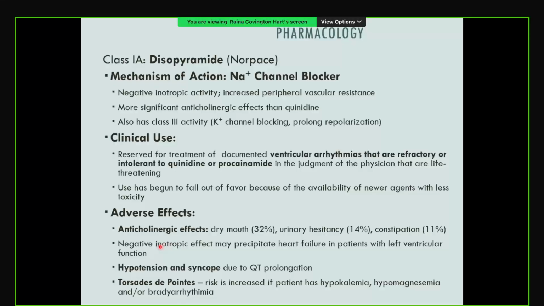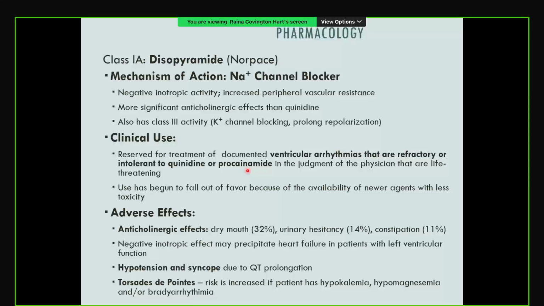All right, so your disopyramide or your Norpace, again, sodium channel blocker, same type of mechanism of action. Your clinical use here, you see your ventricular arrhythmias that are not going to be responsive to your procainamide. We don't really, your quinidine more likely. But when you see this, think about refractory. It didn't work whenever I tried to use my quinidine, and so that's why I am now trying to resort to using my Norpace.